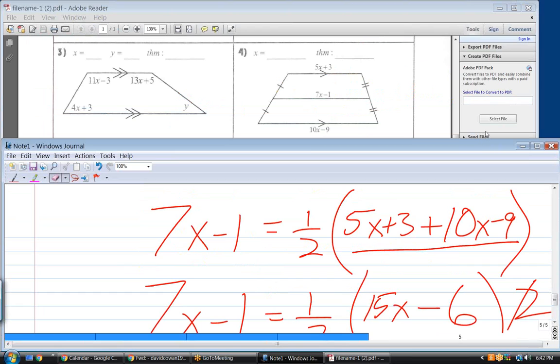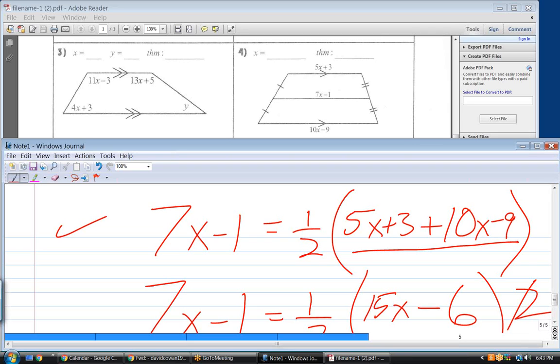Now, this statement right here is based on what? Based on like a theorem? Well, I guess the theorem would be the midsegment definition for trapezoid or something like that. Probably a theorem I could find here pretty quick that has to do with the midsection of a trapezoid.